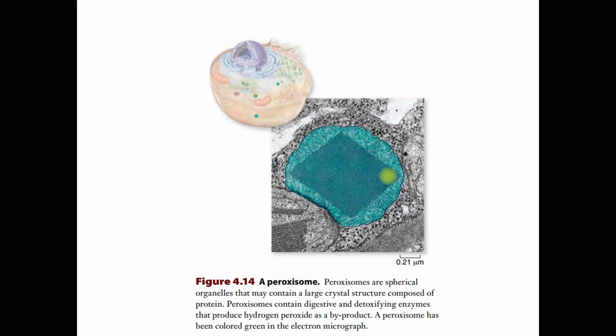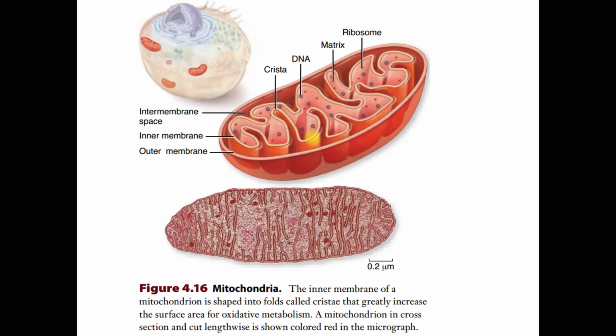Next, we have peroxisome. It's a membranous sac that contains many types of enzymes. So peroxisomes are the site of many metabolic reactions, and one of the main functions of peroxisomes is to break down fatty acids.